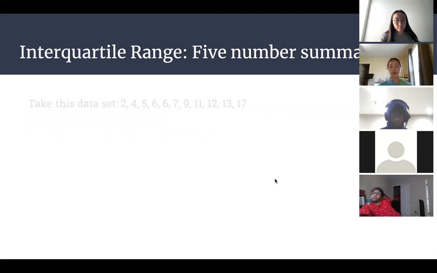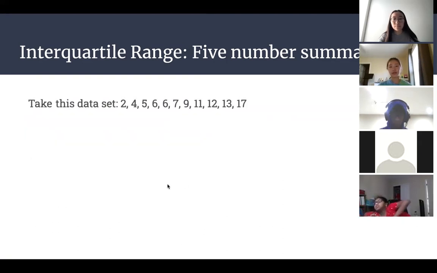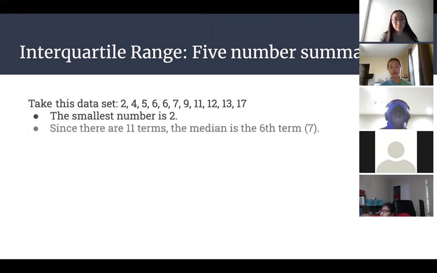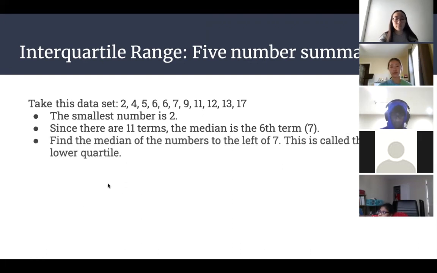So we're going to see how it works using this data set. First, we see that the smallest number is 2. And notice this data set is sorted from least to greatest. Since there are 11 terms, the median is the 6th term, the one in the middle, so 7. And then find the median of the numbers to the left of 7.